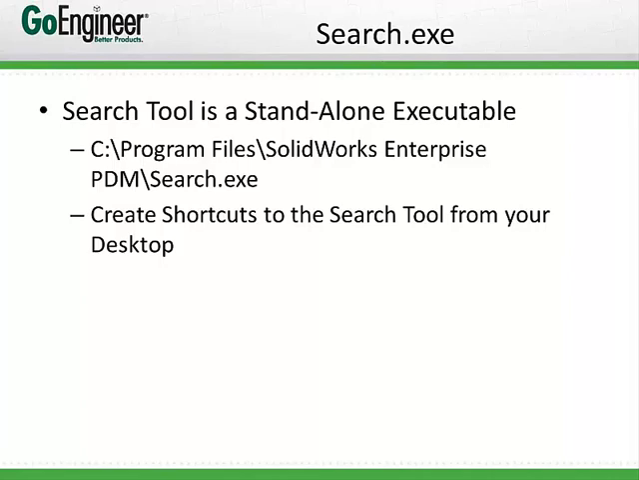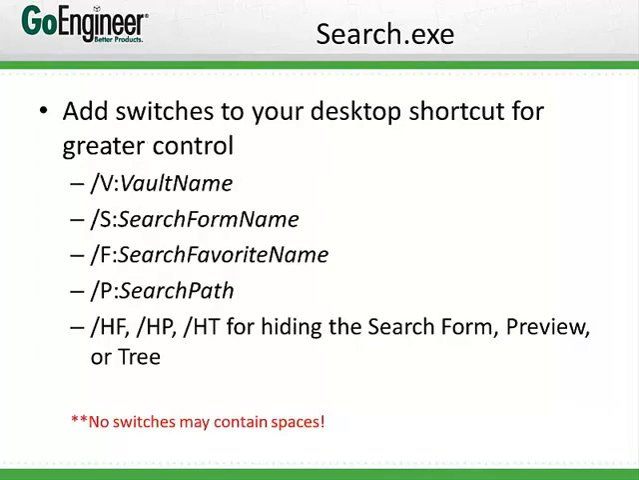The neat thing about that is that we can actually create a shortcut to the search executable, the search application. And once we create that shortcut, we can also add some switches to it to automatically have it load with a certain vault name, with a certain search favorite, with a path predefined, things like that. So again, I could create a desktop shortcut to run my search favorite instead of having to be in the vault to do that.